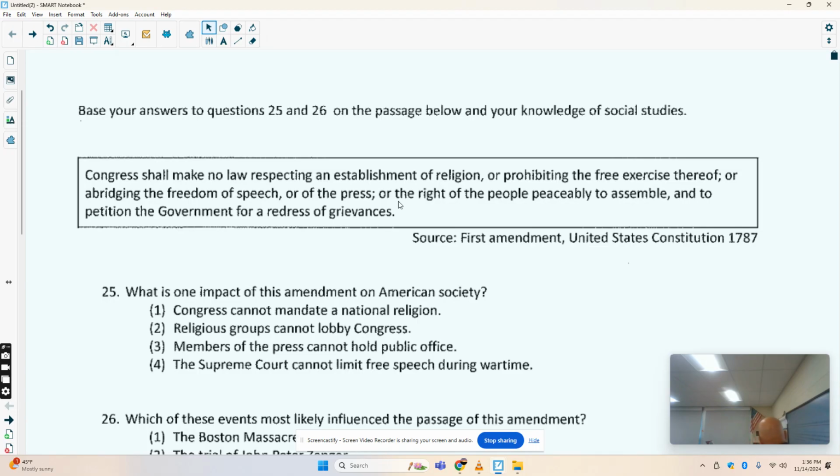What is one impact of this amendment on American society? Let's go down the list. We're going to look at each of the 4 answers. Okay? What is one impact of this amendment on American society?